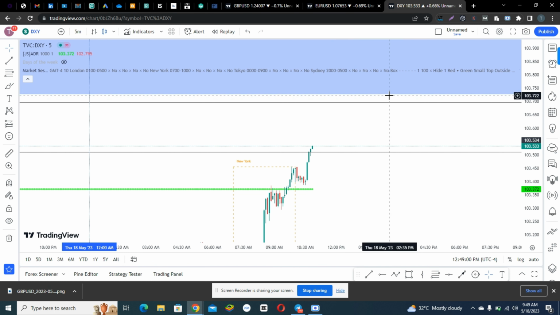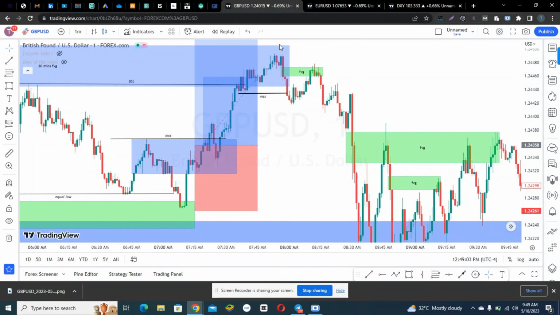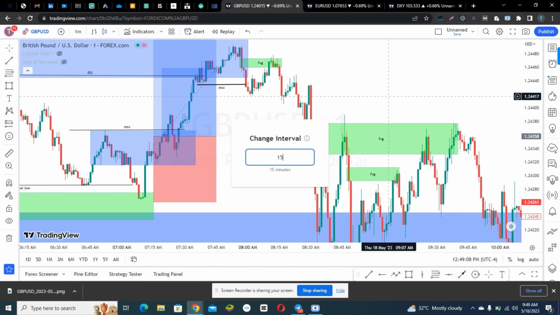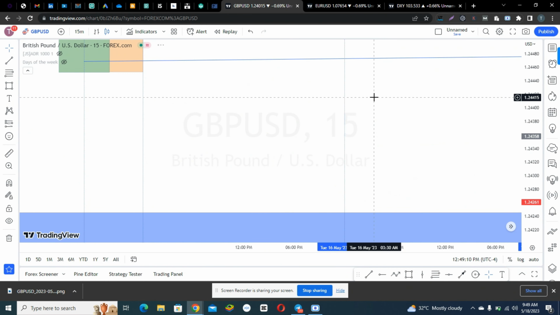I was like, okay, since we are bullish on DXY, we should be bearish on GBP USD, of course. So I went down to the 10 minutes time frame.